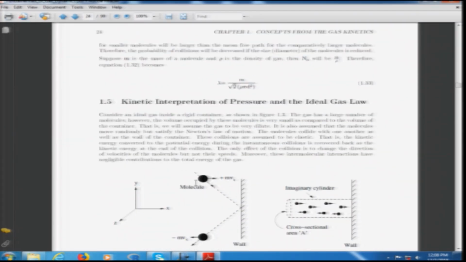Now, moving on, we can see that we have defined the mean free path and we have understood the collision process which takes place in gas kinetics.